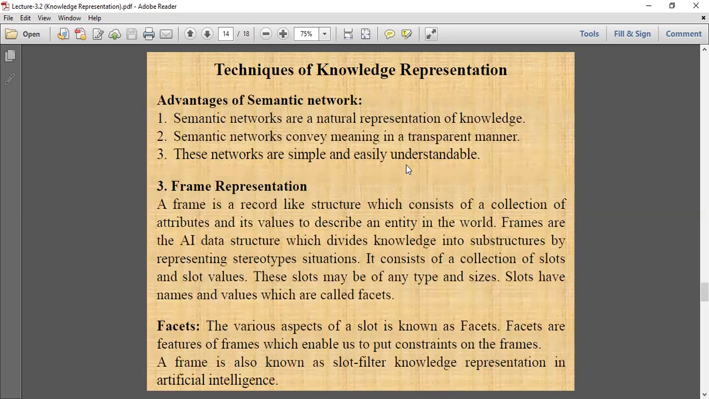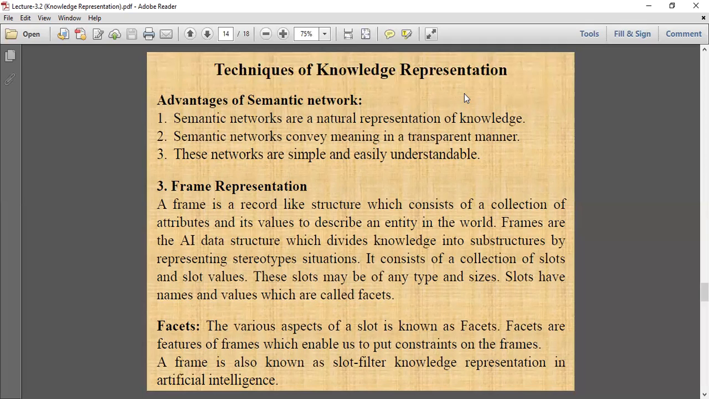What are the advantages of semantic networks? Semantic networks are a natural representation of knowledge. Semantic networks convey meaning in a transparent manner. These networks are simple and easily understandable. Now, third is the frame representation.